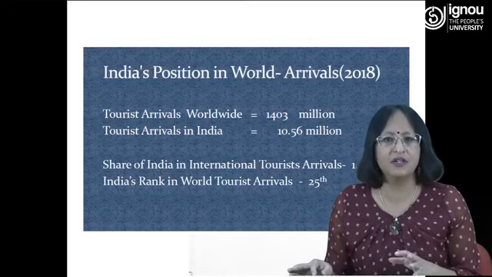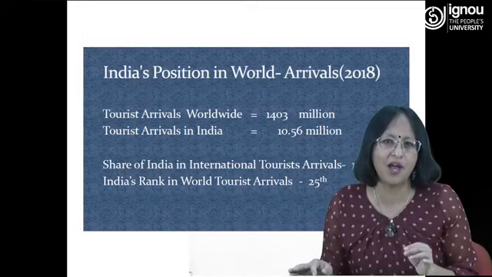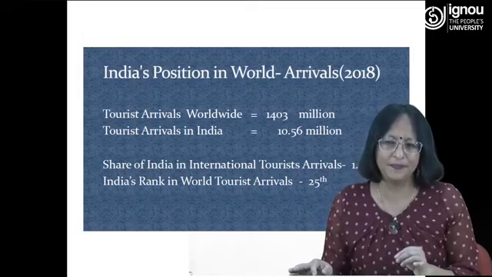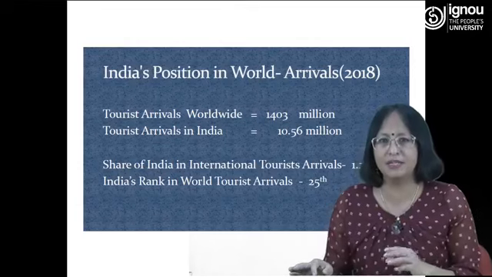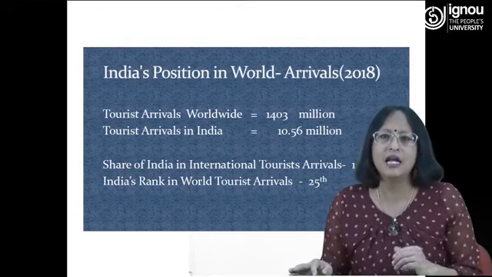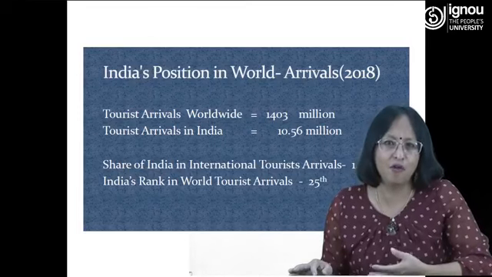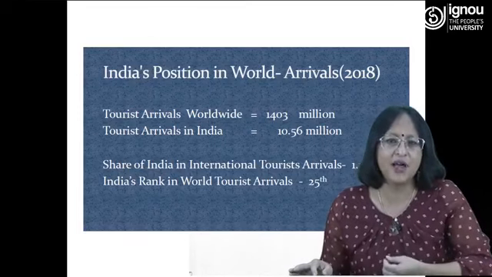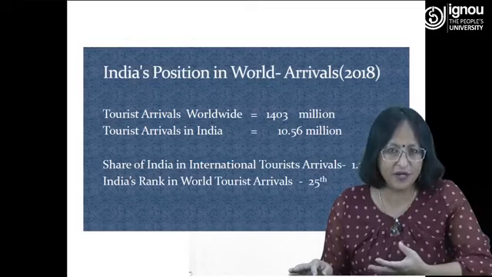So if you look at the figure, the share of India in international tourist arrivals is just 1.24%. Just 1.24%. See the amount of opportunity, the tremendous possibilities that we have to increase, because India is a land where we have almost everything. Now India's rank in the world's tourism arrivals as of 2018 is 25th.